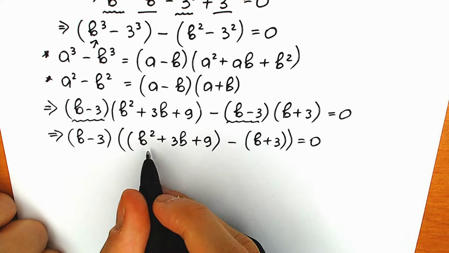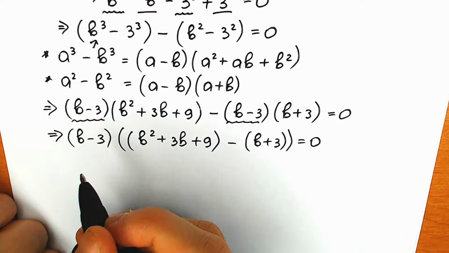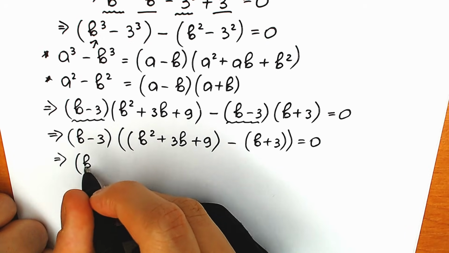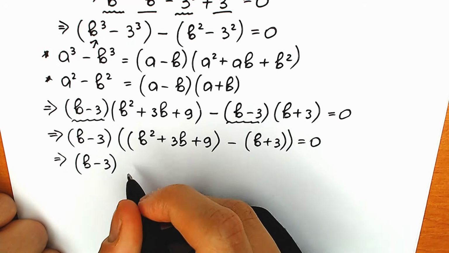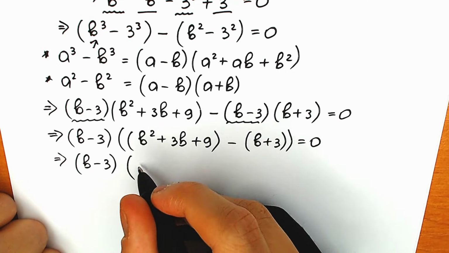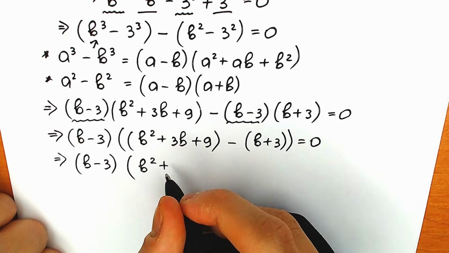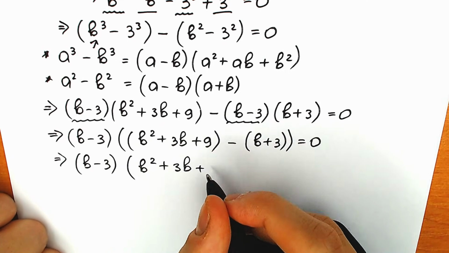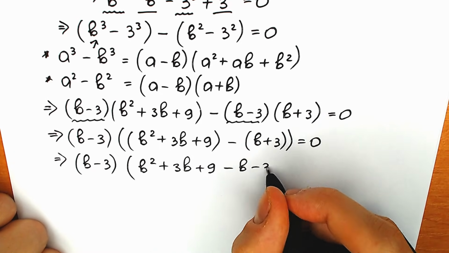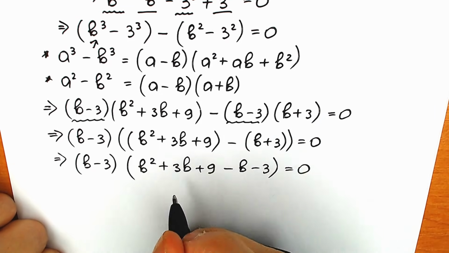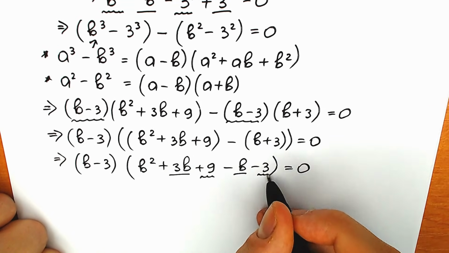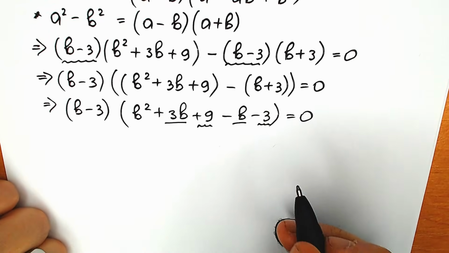Okay, and right now let's simplify this expression because we can't simplify this b minus 3, so we can actually rewrite it, b minus 3. And in this parenthesis, we can simplify this a little bit. We can actually get rid of this first parenthesis. So we have b squared plus 3b plus 9 minus b minus 3. And right now, let's find the common terms. We have 3b and b. We have 9 and we have 3. So we can actually simplify this a little bit.